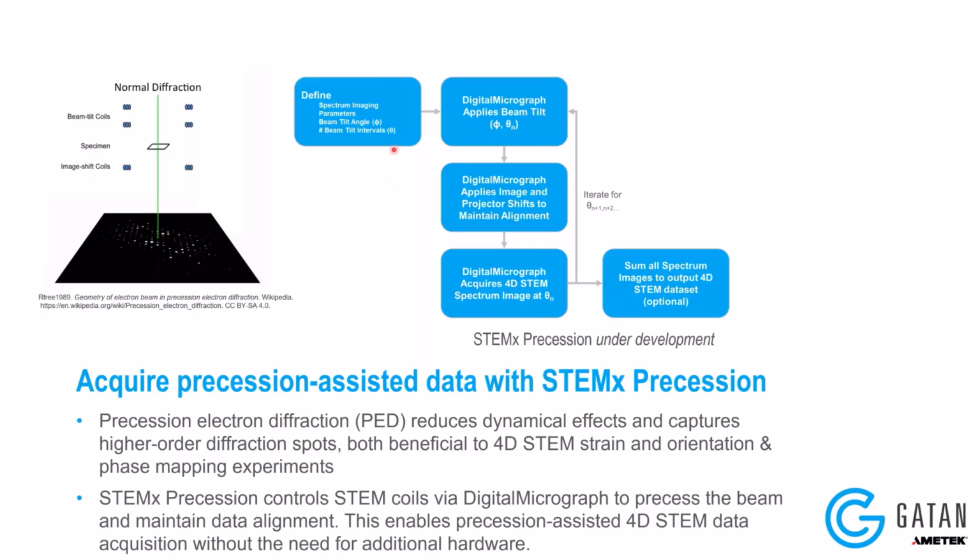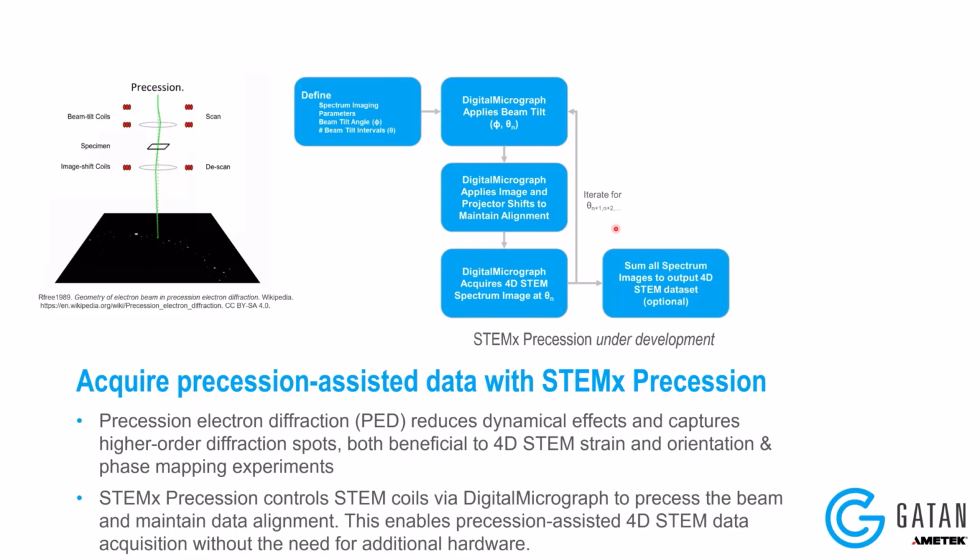And that works essentially because DigitalMicrograph has communication directly with the microscope for all the other stuff that DigitalMicrograph does, but it can do things like apply a beam tilt and then apply an image shift and a projector lens shift to keep, for example, the scan image and also the diffraction pattern in alignment in the same place as a beam tilt is applied, which allows you to do a sequential tilting or precession-assisted data acquisition.